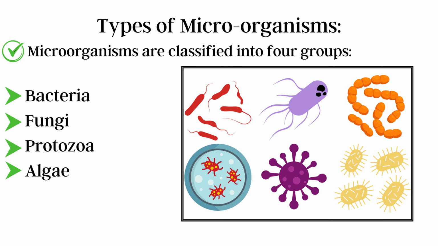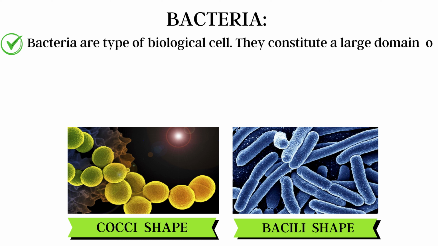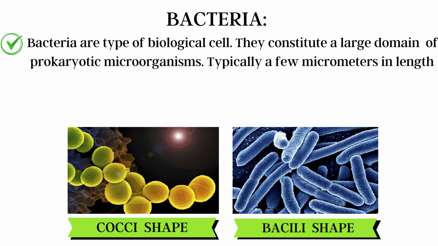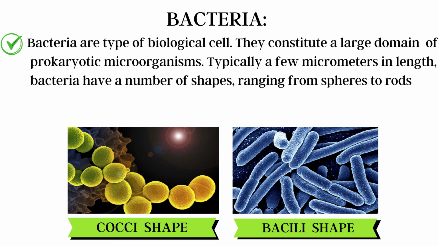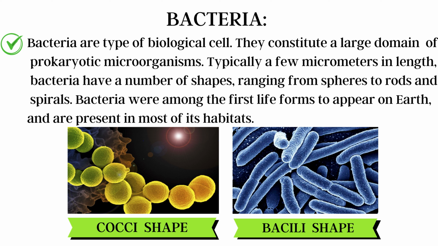The types of microorganism are classified into 4 groups: bacteria, fungi, protozoan, and algae. Bacteria are the type of biological cell. They constitute a large domain of prokaryotic microorganism, typically a few micrometers in length. Bacteria have a number of shapes ranging from spheres to rods and spirals. Bacteria were among the first life forms to appear on Earth and are present in most of its habitats. In this picture, you can see cocci-shaped bacteria and bacillus-shaped bacteria.